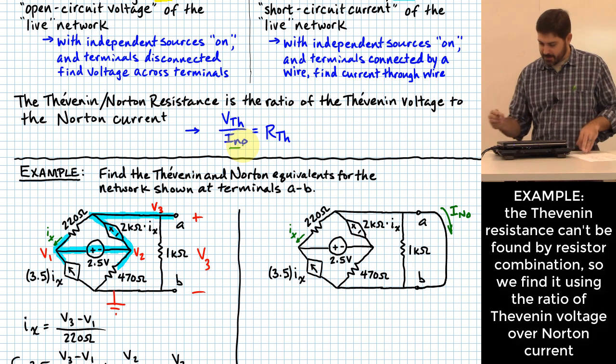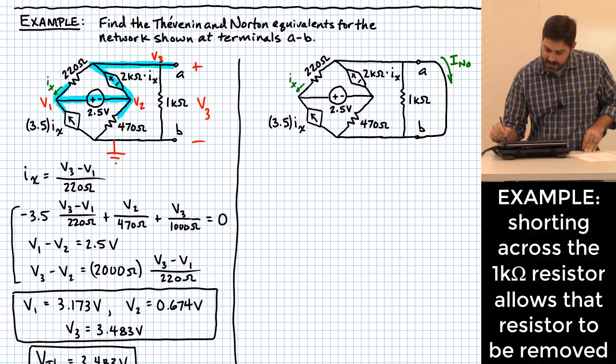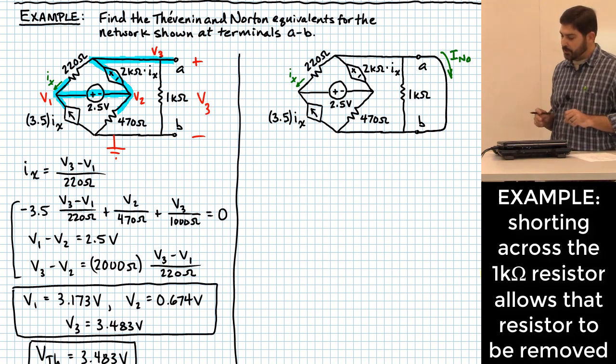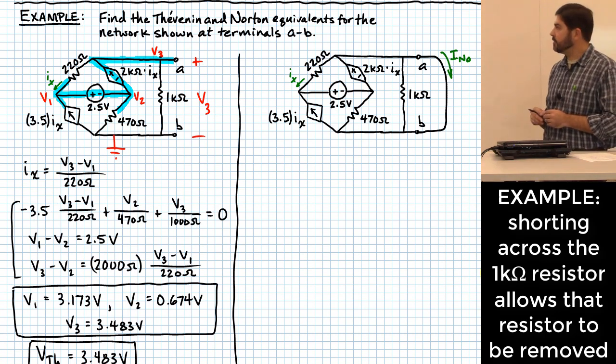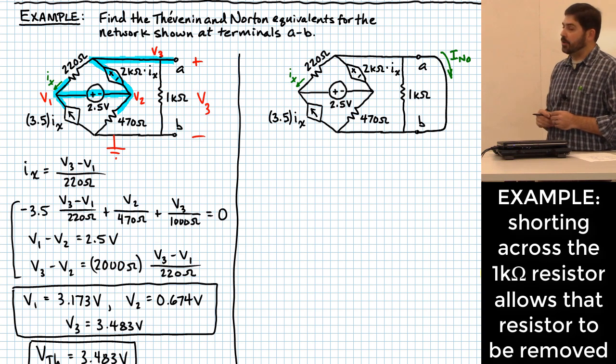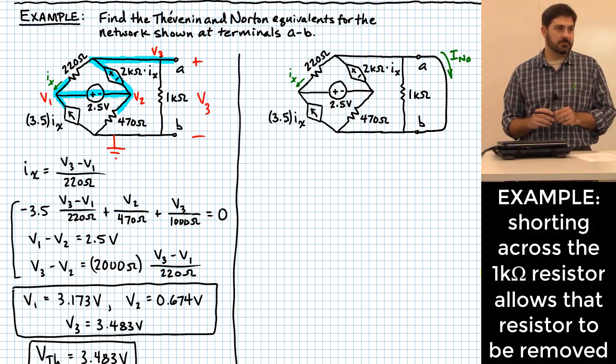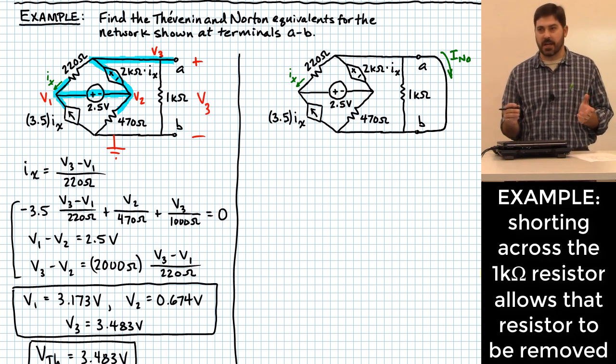Okay? All right, so now let's get into that and say, now that I've got that shorted across terminals A and B, will any current flow on my 1 kilo ohm resistor? Why not? I see a lot of heads saying no. Why not?